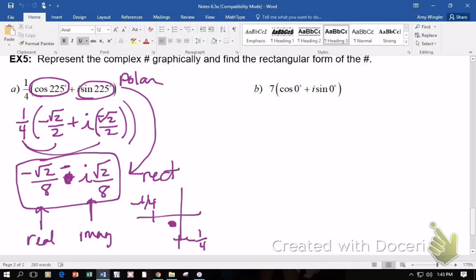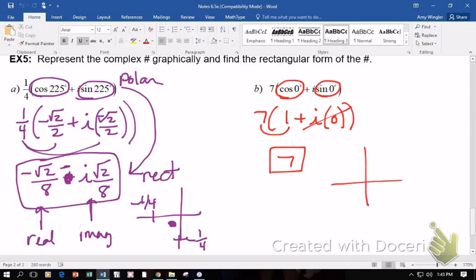So let's do this one more time. You're going to drop the 7 down, go to 0 on your unit circle, and the cosine of 0 is 1. The sine of 0 is 0. 0 times anything is just 0, and 7 times 1 is 7. To graph this, you would go out 1, 2, 3, 4, 5, 6, 7 on the real axis. That's it. Come in and ask questions if you're still confused.